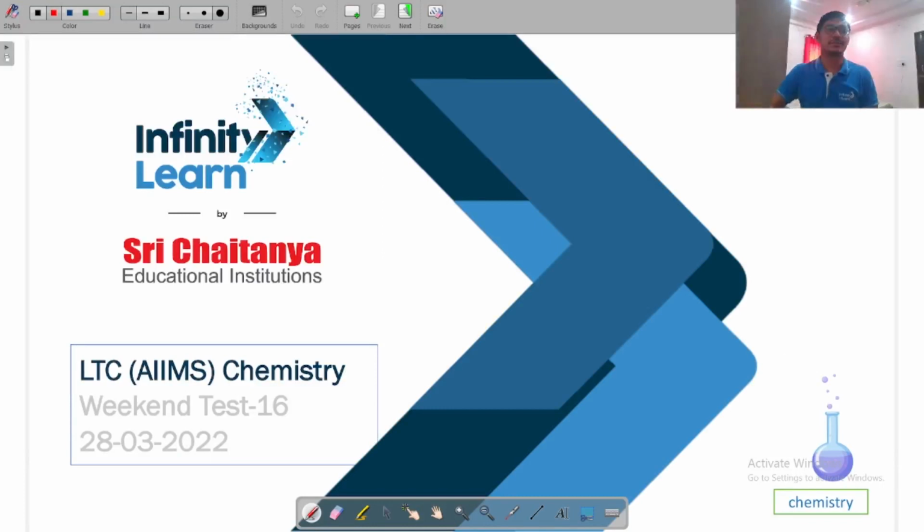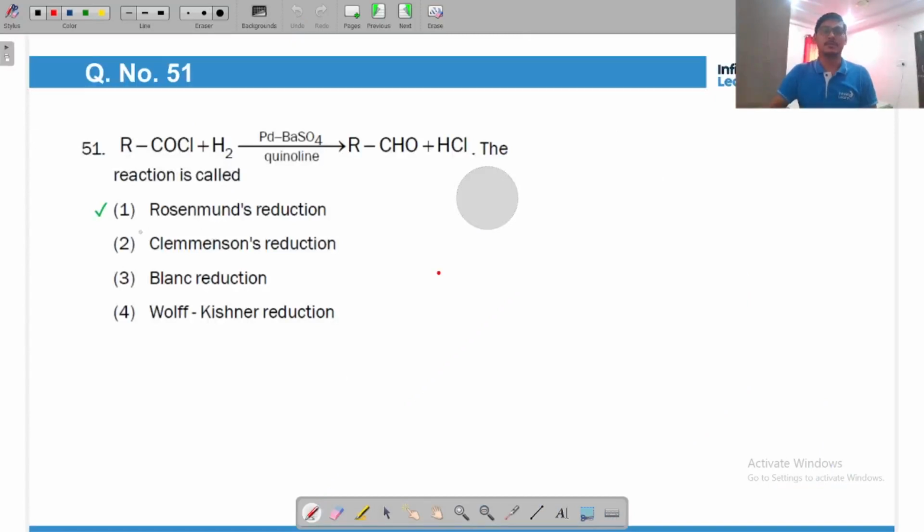Let's start with the solution of LTC AIIMS Chemistry Weekend Test number 16. Question number 1. Of course, this is Rosenmund reduction because in this reaction an acid chloride is reduced to aldehyde in presence of a poisoned catalyst.